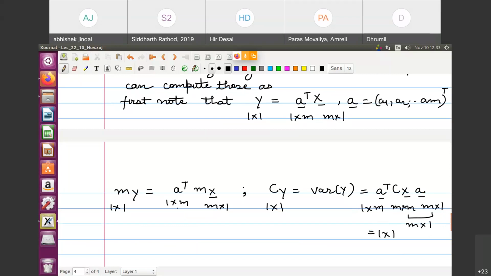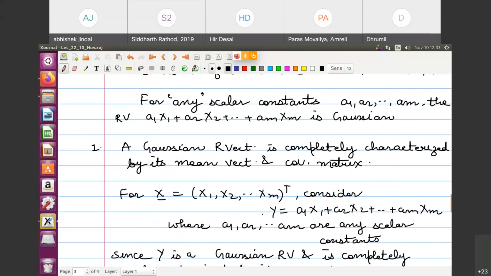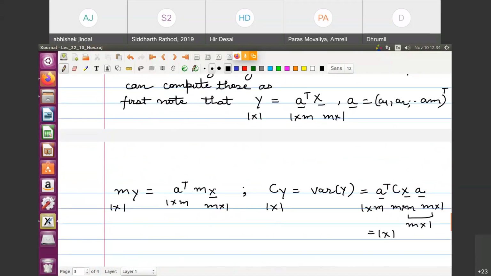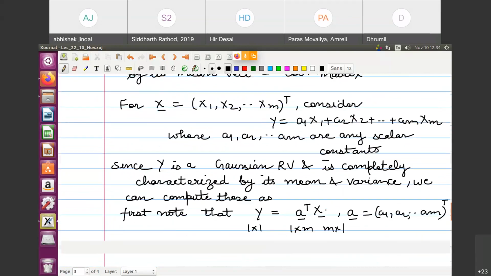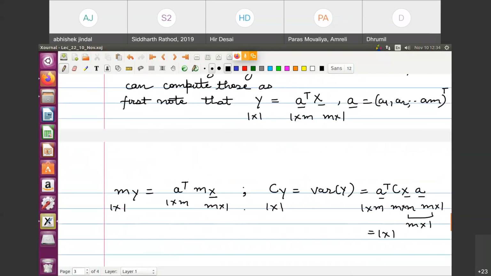So in terms of the mean vector of x and the covariance matrix of x, we can find the mean and variance of any y. Why do I say any y? Because we have said that a1, a2, up to am are arbitrary. For any arbitrary combination, the random variable obtained is completely characterized by the mean vector of x and the covariance matrix of x. So in order to specify the statistical behavior of x bar, we only need these two: the vector m of x and the matrix C of x bar.